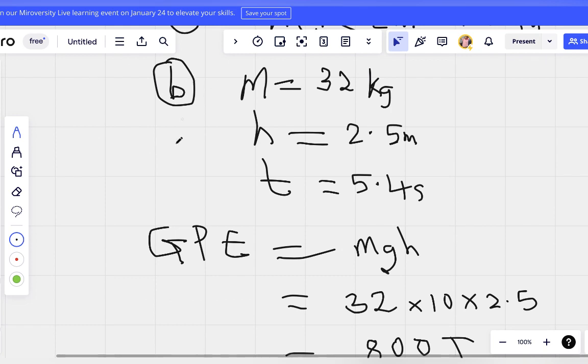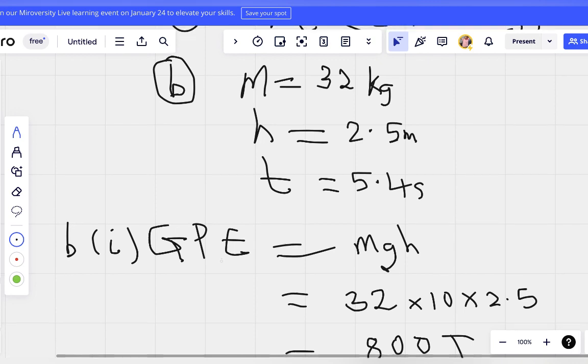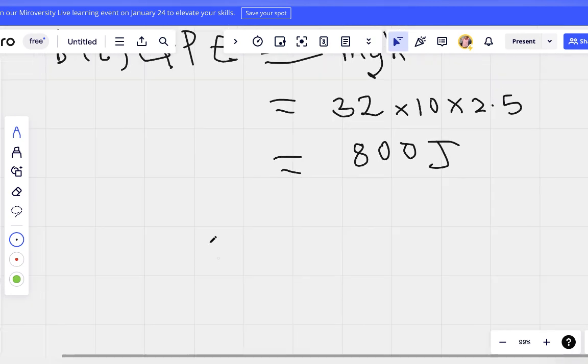This one is Roman figure 1, the gravitational potential energy. Calculating the gravitational potential energy is B, Roman figure 1. Okay, let's see what else they will ask us to do. Other B, Roman figure 2.